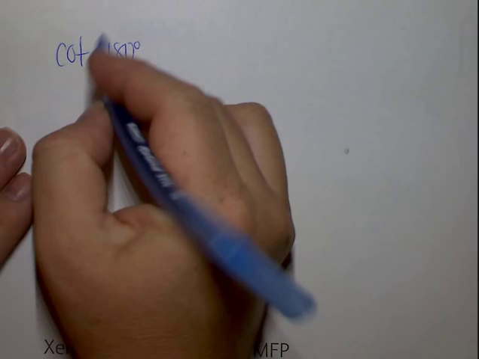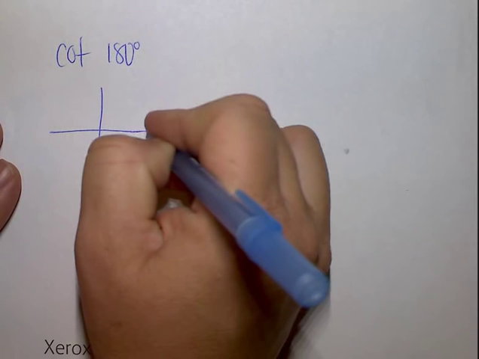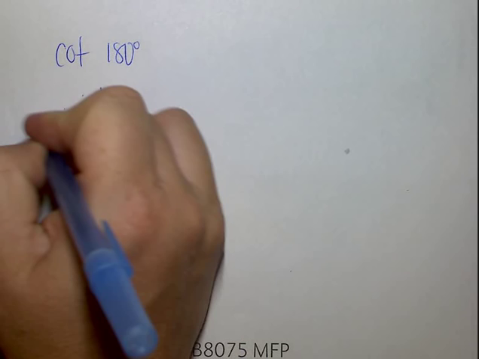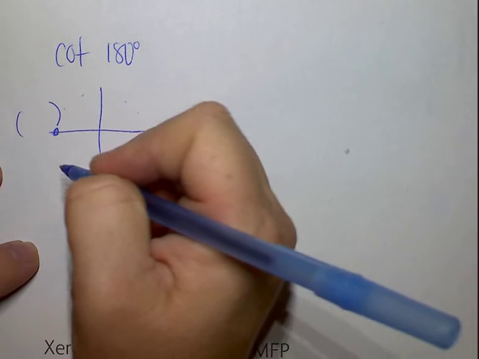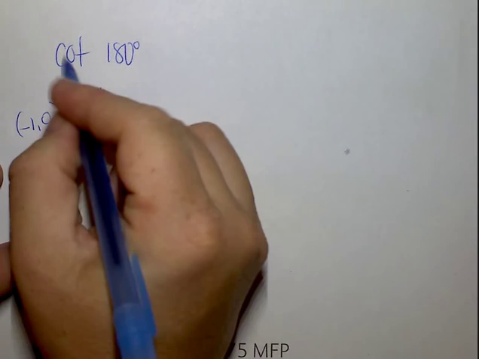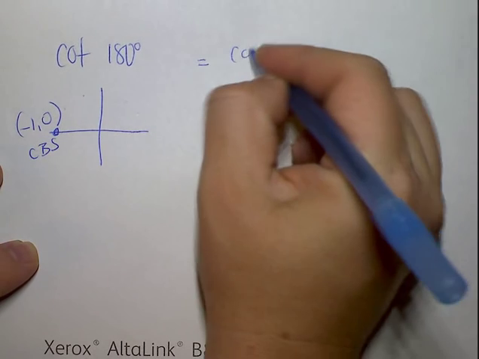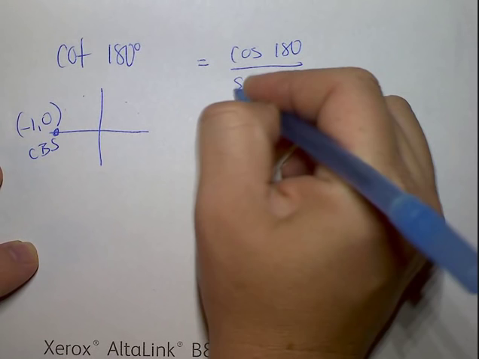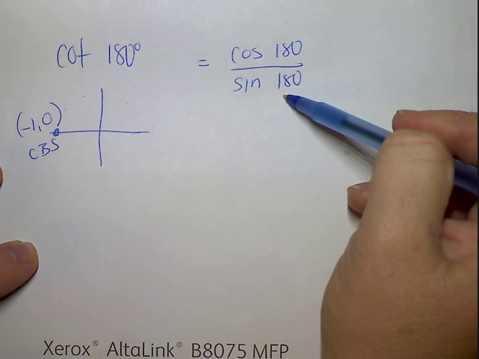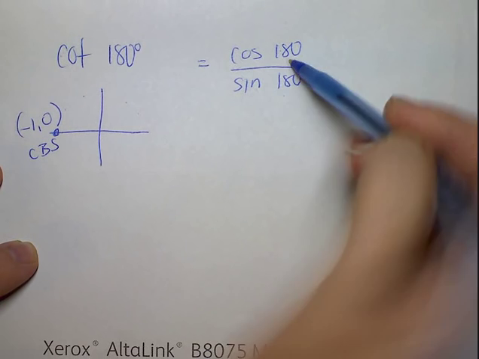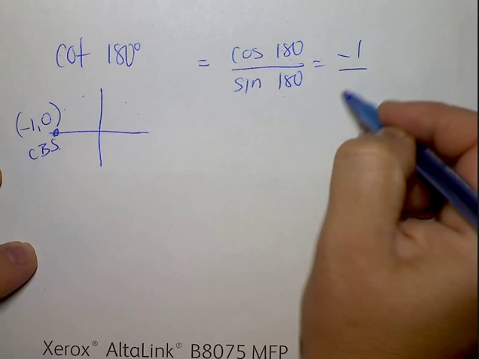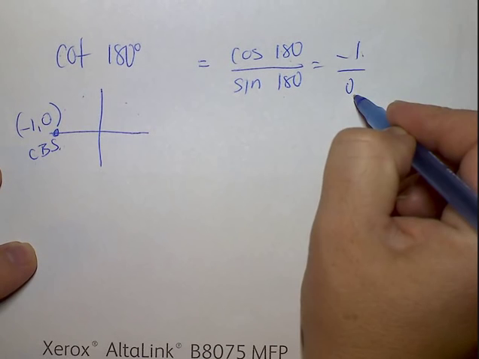Okay, well, where is 180? 180, 3, 6, 9, 12, 15, 18. This is 180. The ordered pair is -1, 0. Remember, that's cosine before sine. Cotangent is cosine of 180 over sine of 180. So cotangent is cosine over sine. So the cosine is -1, and the sine is 0. Well, any number divided by 0 is undefined.